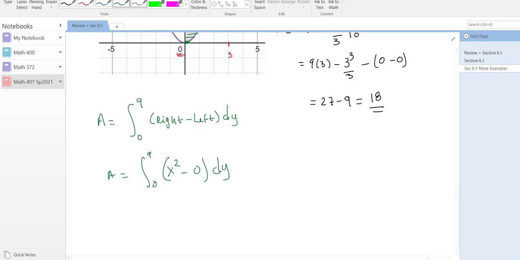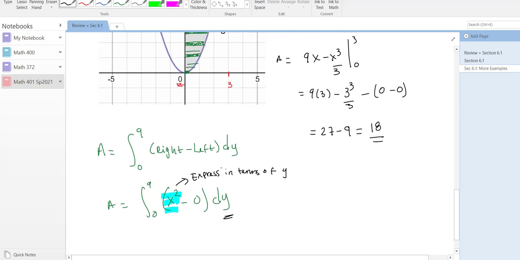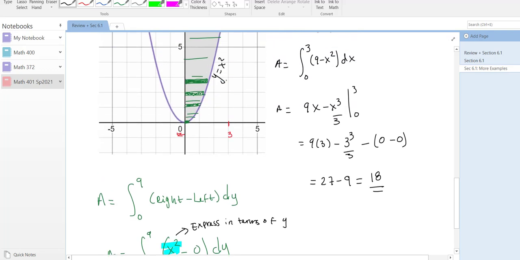So that's because this is not okay. We need to write in terms of y, since we have a dy integral. So going back to our function, I know that y is equal to x squared. So what does that mean about x?